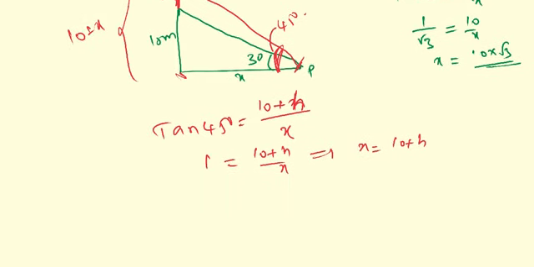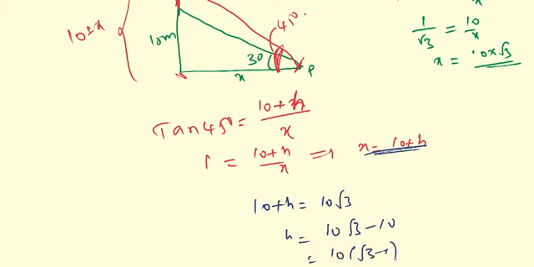From these two things, here you got a value of x, friends, and here you got the value of x. Equate those two. 10 plus h is equal to 10 root 3. So h is equal to 10 root 3 minus 10. So 10 into root 3 minus 1 will be our answer, friends. This is how you will be solving the problems.